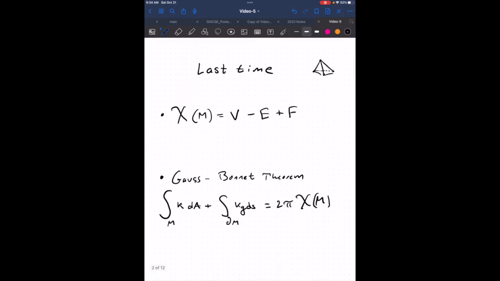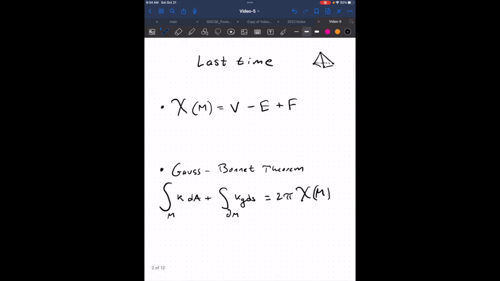So last time, what did we do? We talked about the Euler characteristic. So that's a global property. For us, we're usually going to have a triangulation. So we can compute this by taking the number of vertices minus the number of edges plus the number of faces. And it doesn't depend on the triangulation, which is crazy, and it doesn't depend on how we bend or stretch our surface, which is also interesting.